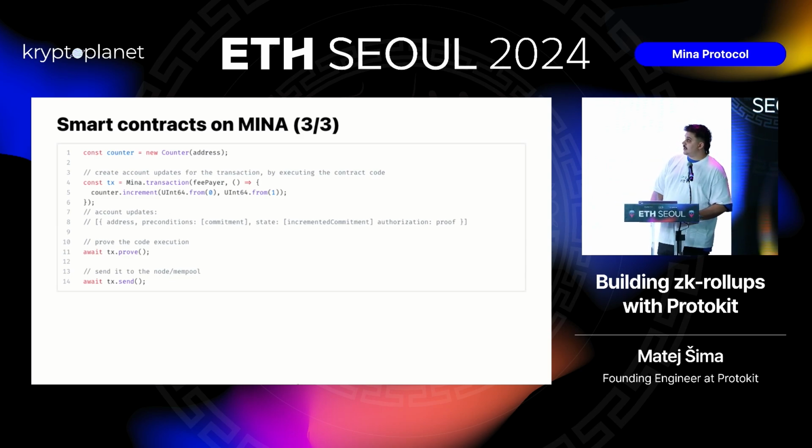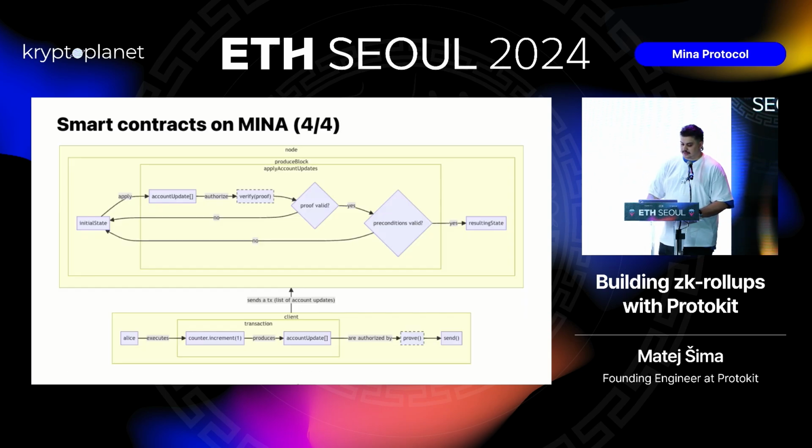This is how you can interact with the contract. There's a simple API. You send a transaction, calling your contract, you prove it, you send it, you end up with a list of account updates. They have certain parameters: preconditions, which is the commitment to the data that you computed on top of. That is the race condition problem that I was describing, instructions to update the state, and the proof authorization.